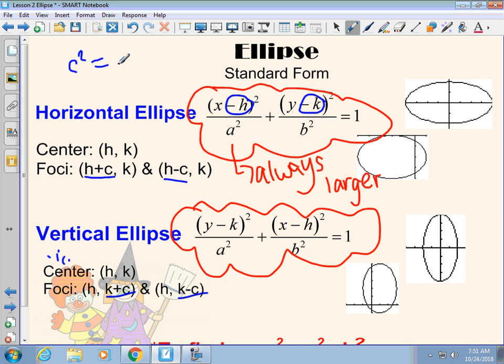In order to find C, we use the equation C squared equals A squared minus B squared. Now this will be different when we talk about hyperbolas, so please make sure you know that A squared minus B squared equals C squared is for the ellipse. And when we're talking about solving using the pieces, we need this equation a lot.